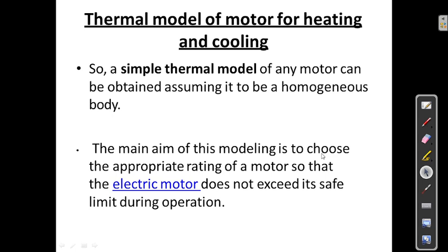The main aim of this modeling is to choose the appropriate rating of the motor, so that the electric motor does not exceed its safe limit during operation.